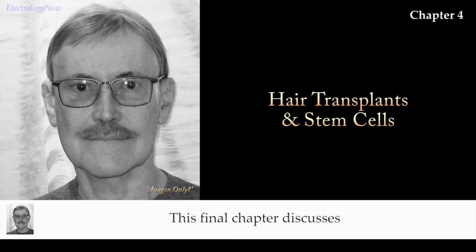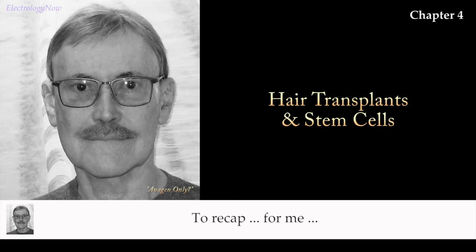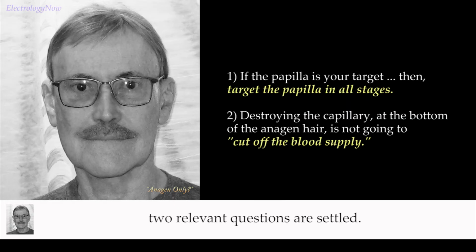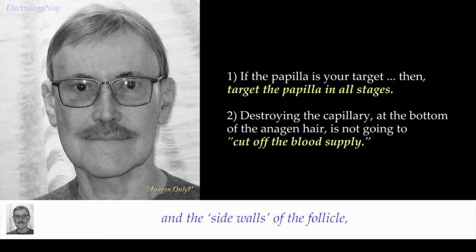This final chapter discusses how hair transplant techniques highlighted the incredible power of stem cells. To recap, for me, two relevant questions are settled. First, if the papilla is your target, then target the papilla in all stages, not just in anagen. Second, destroying the capillary at the bottom of an anagen hair is not going to cut off the blood supply to the whole follicle.